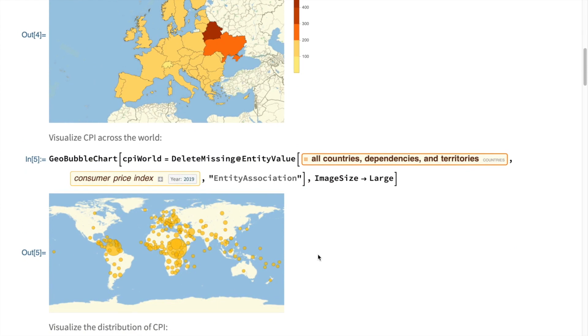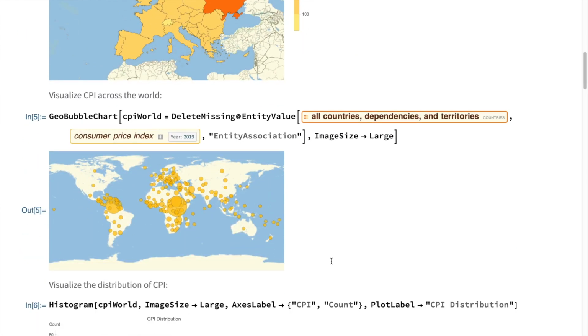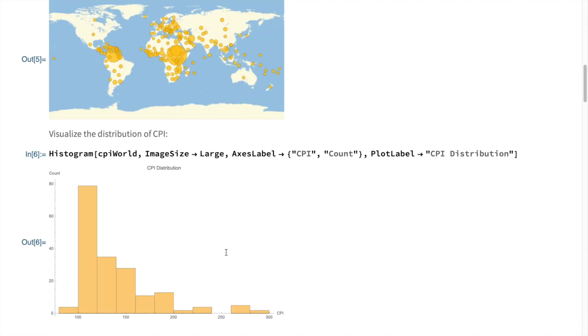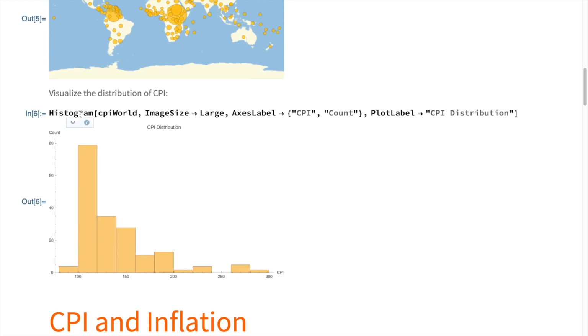We can also visualize CPI across the world using a GeoBubbleChart. This will plot bubbles with a size proportional to the CPI of the country. The code is very similar to the previous one. We're setting up a variable CPIWorld in which we take the EntityValue of the 2019 CPI for all countries and set up an entity association with it. Of course, we will delete missing data using DeleteMissing. We see a really big bubble in Central Africa and also in South America. We can visualize the distribution of CPI across the world using a histogram, which shows that most CPIs are between 100 and 200.